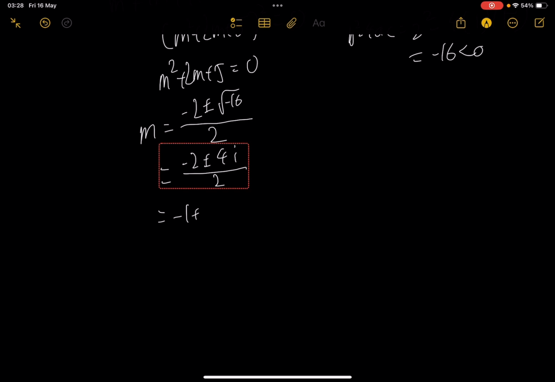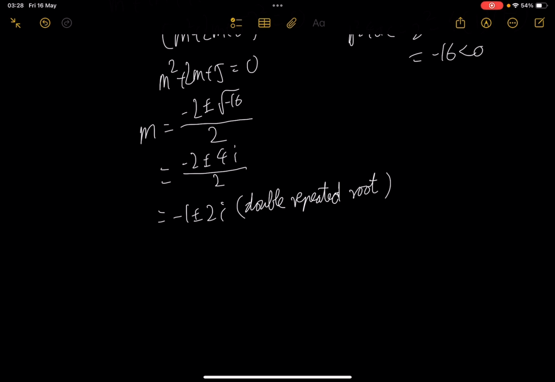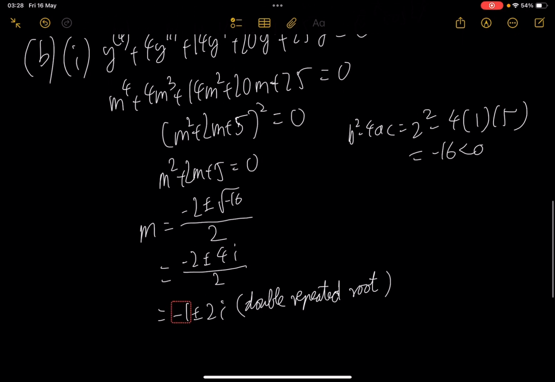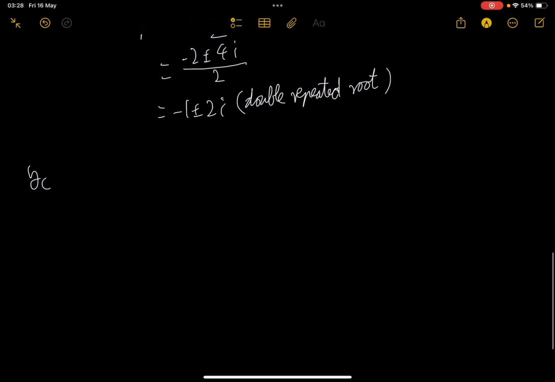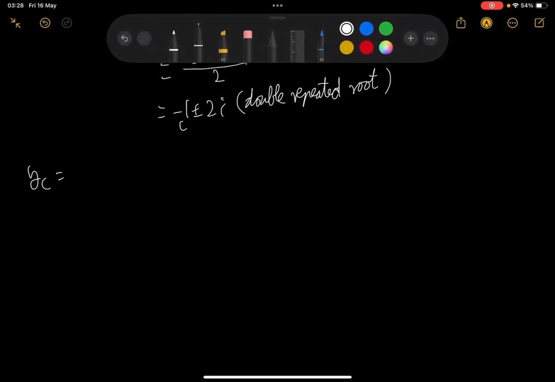Negative 1 plus or minus 2i. And remember, it has a double repeat root. We have to write it like that. Whenever you are going to do a double repeat roots characteristic solution, we are going to write down the original, negative 1, which is our alpha. This is our alpha part, and this 2 is our beta part.